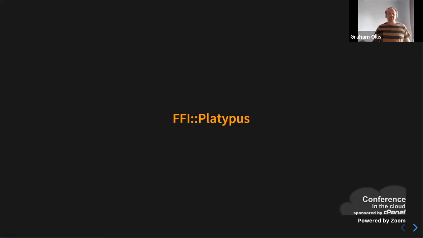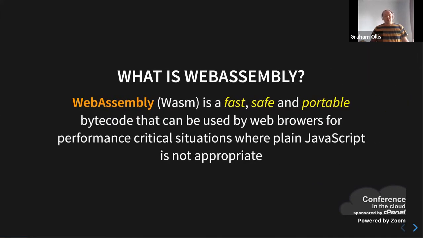Platypus has some advantages over Perl's native foreign function interface, known as XS, especially when you're writing library bindings and do not need to extend the Perl programming language itself. And I'm gonna talk a little bit about Platypus in this talk because it is a related, although different technology. Today though, I wanna talk to you about WebAssembly, or Wasm for short.